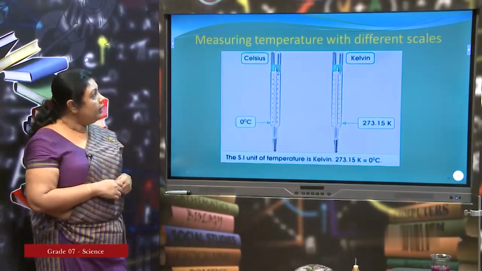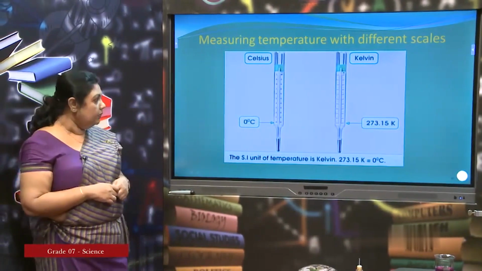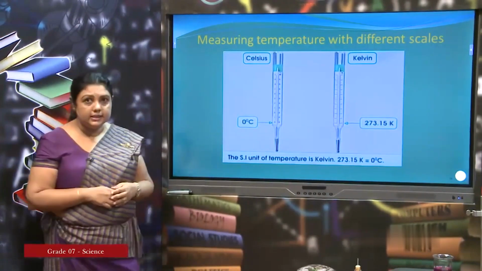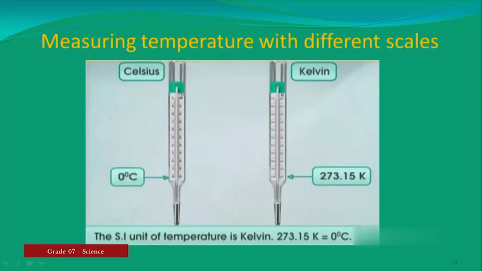Right. Now, look at this diagram. You can see different numbers here. You can see the word Celsius, you can see the word Kelvin, and 0 degrees Celsius, 273.15 Kelvin. So, all these are related to what? Temperature. So, temperature is the measurement which we use to measure heat.